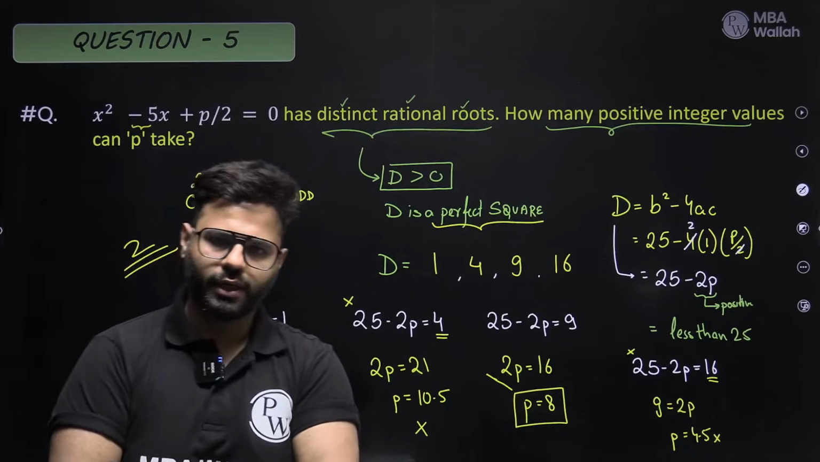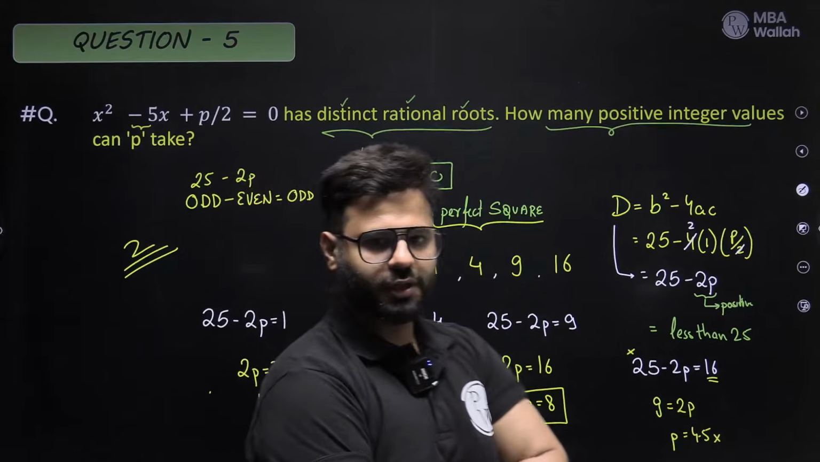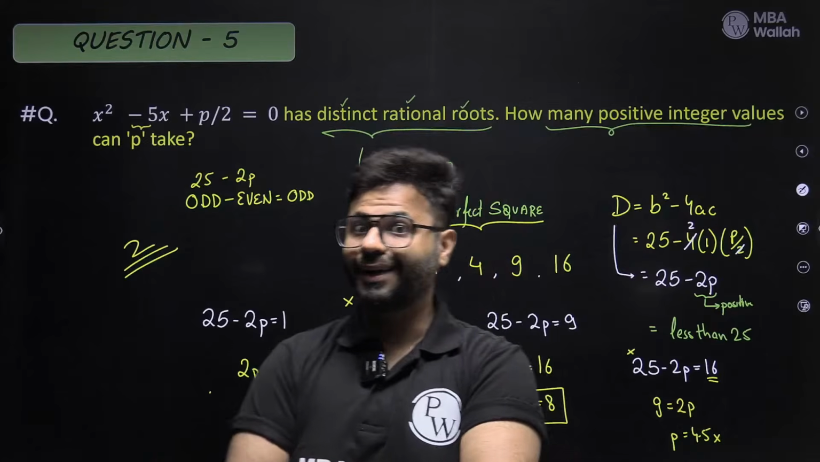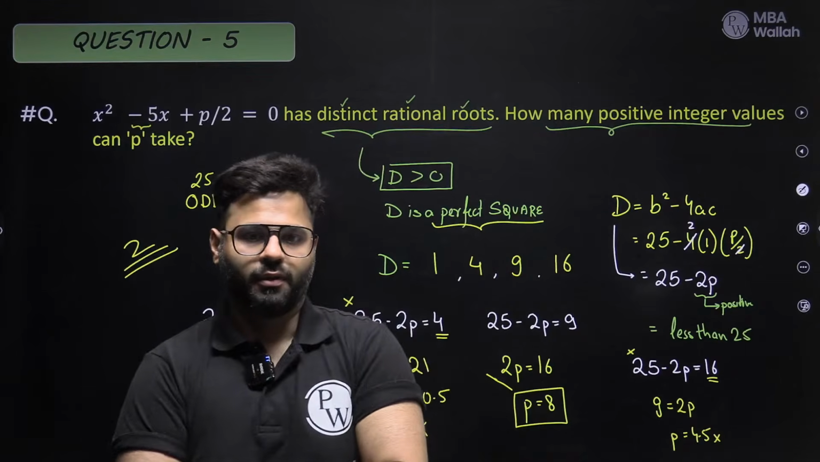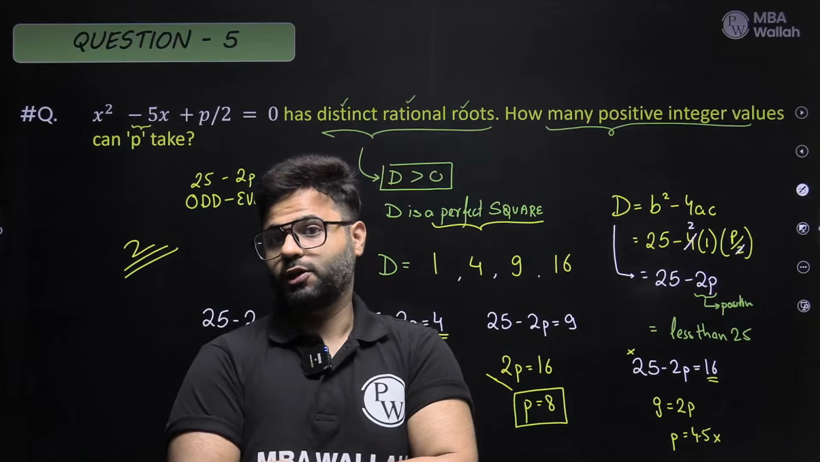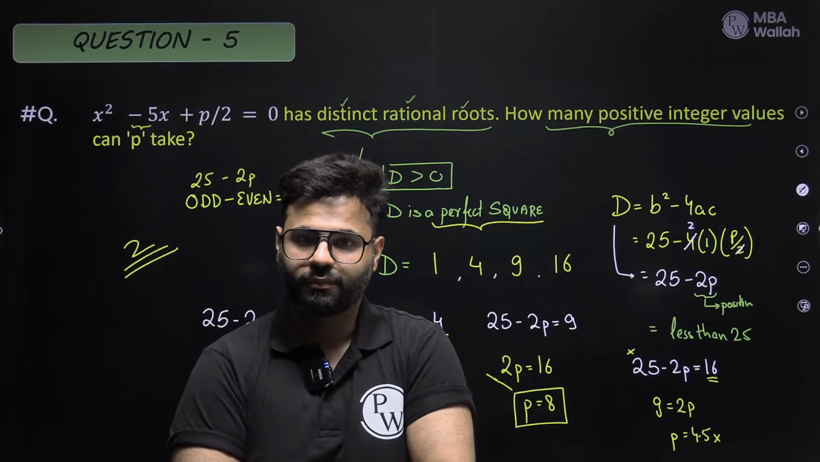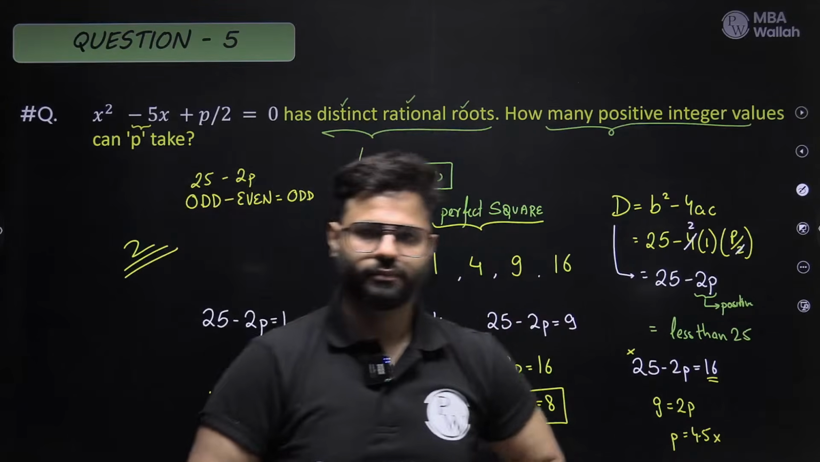Did you enjoy, guys? Did you get the idea of D, what it is all about? It's not just b square minus 4ac. A lot of things of a quadratic equation depend upon that little thing, b square minus 4ac, right? The nature of D tells us the nature of roots. Isn't it interesting?